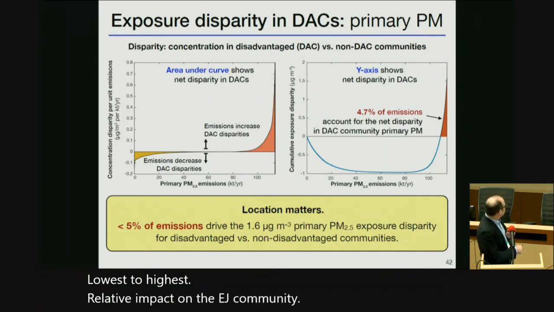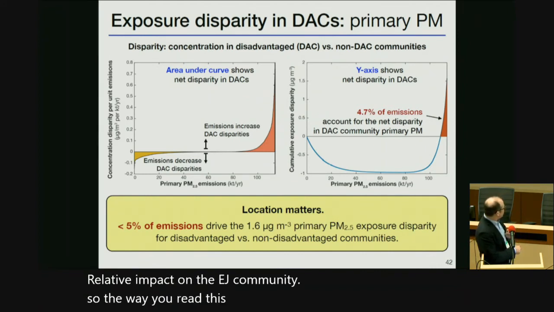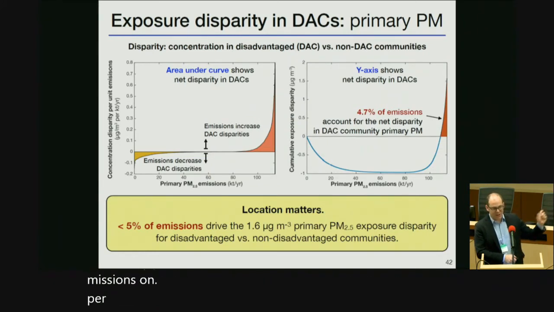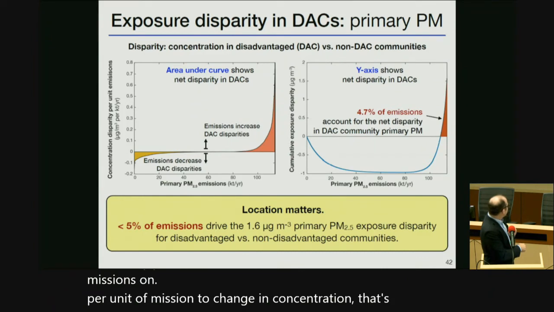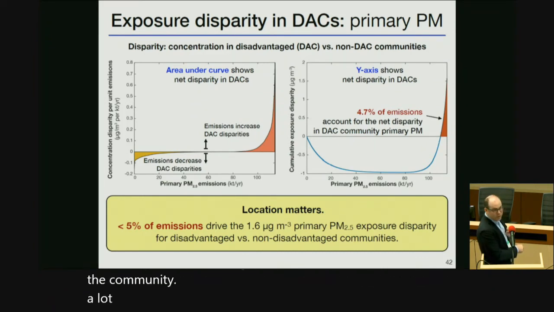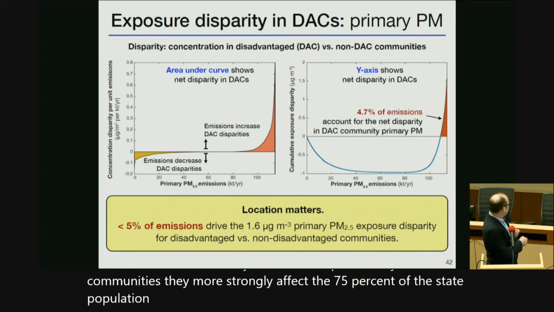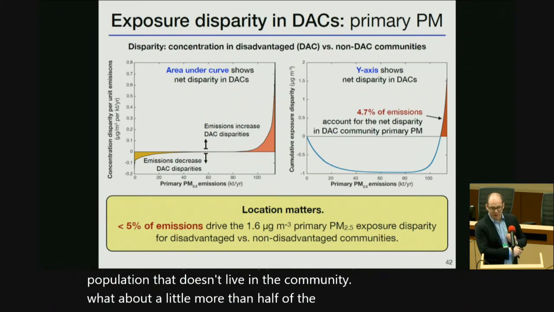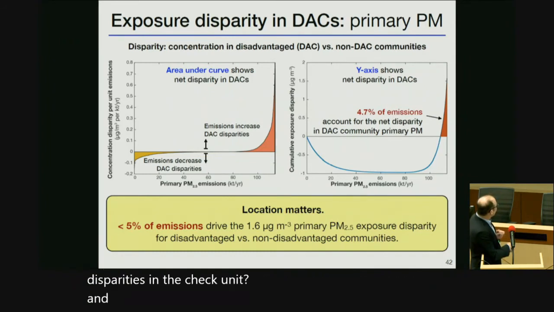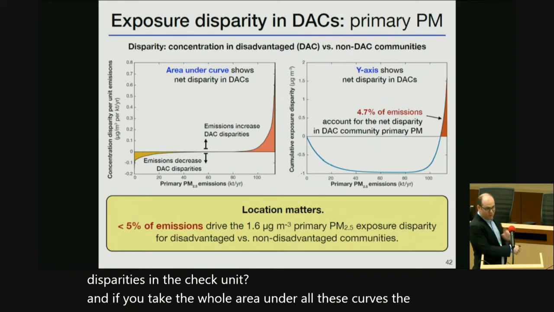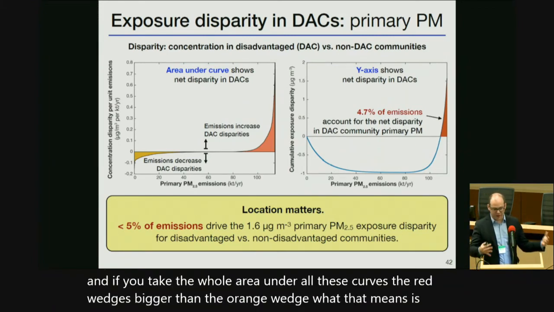So the way you can read this left chart here is if we rank order all the emissions on the per unit emission, the change in concentration that's caused in the EJ community, a lot of the emissions actually decrease disparities in EJ communities. They more strongly affect the 75% of the state population that doesn't live in the EJ communities. And a little bit more than half of the emissions increase disparities in EJ communities. And if you take the whole area under all these curves, the red wedge is bigger than the orange wedge. What that means is that there's a net disparate effect on the EJ communities.